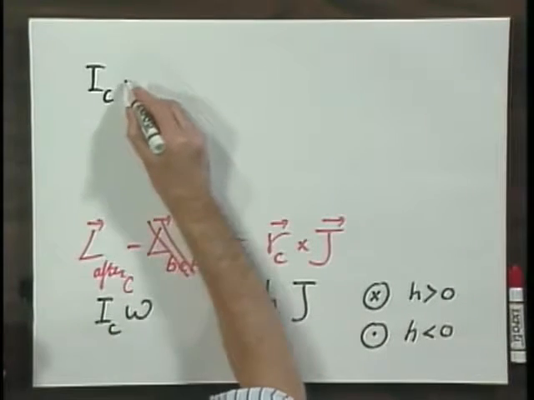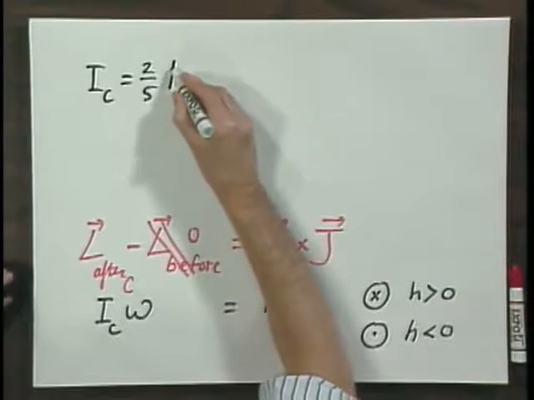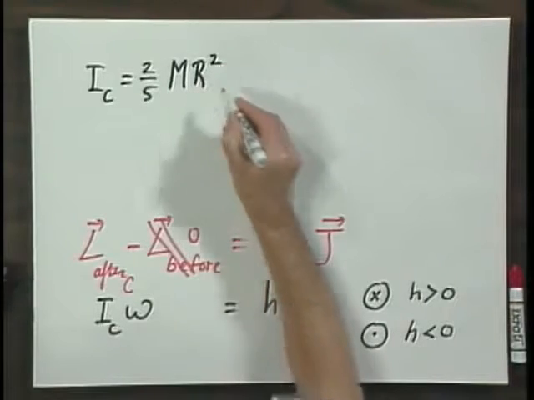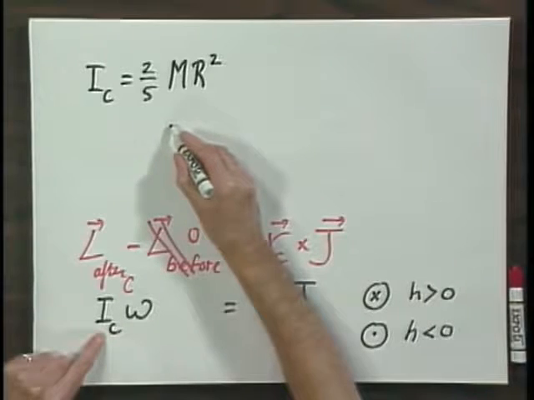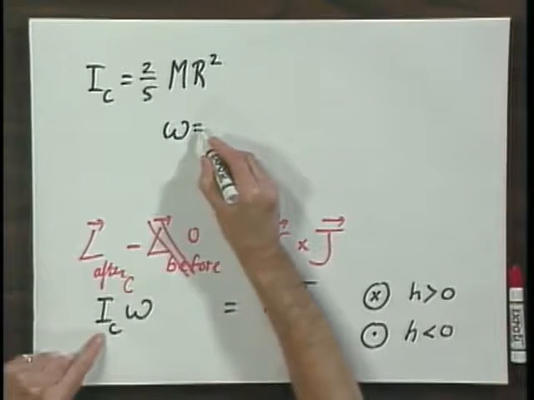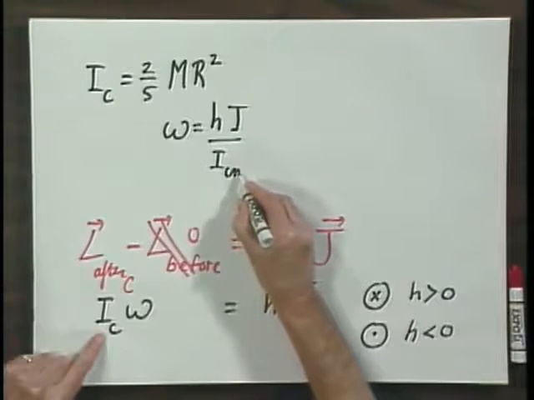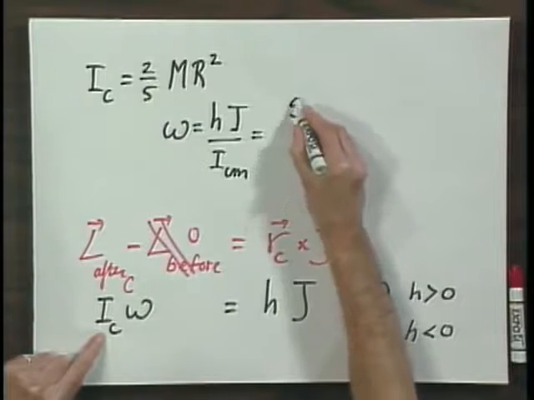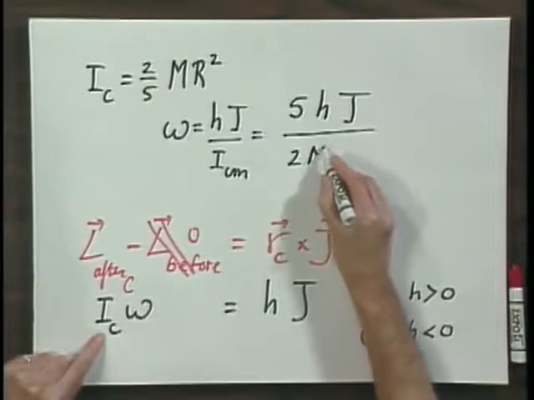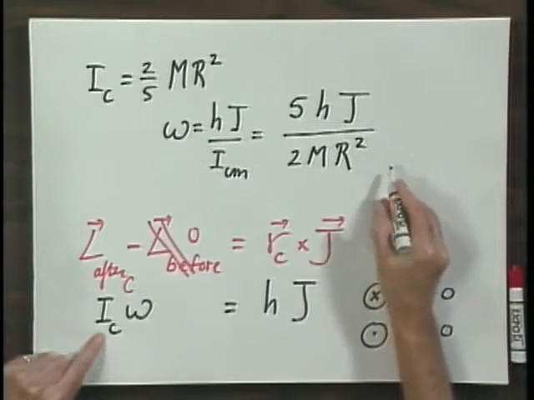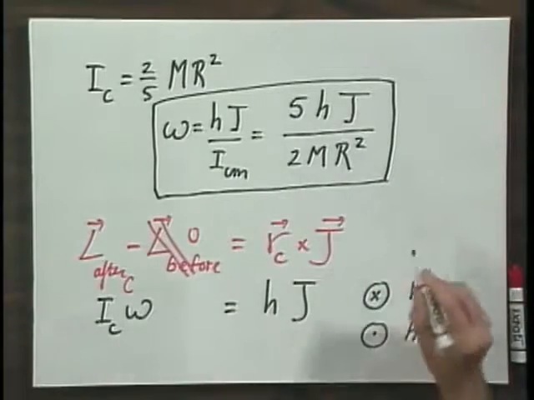The moment of inertia about point C of a solid sphere, the uniform mass distribution, equals 2/5 m r squared. If I substitute that in here, I find immediately that omega equals h J divided by I center of mass, and that becomes 5 times h times J divided by 2 m r squared. And this is my answer for the angular velocity after the impulse.